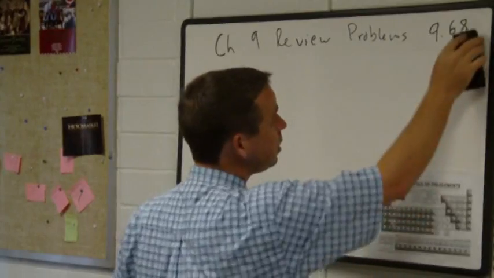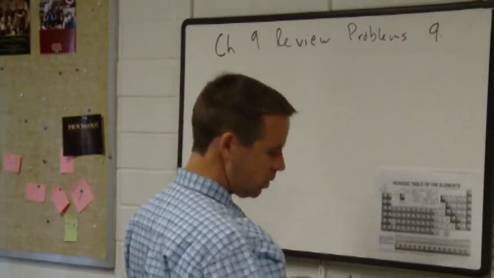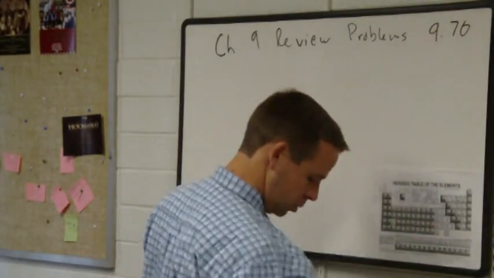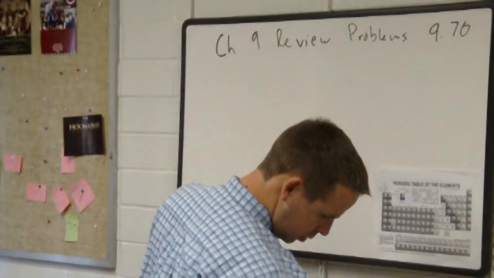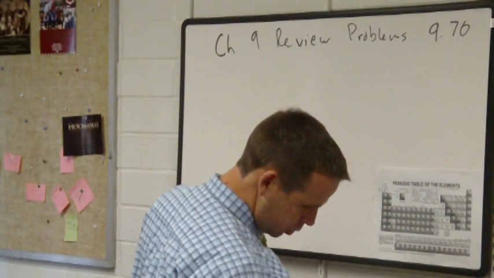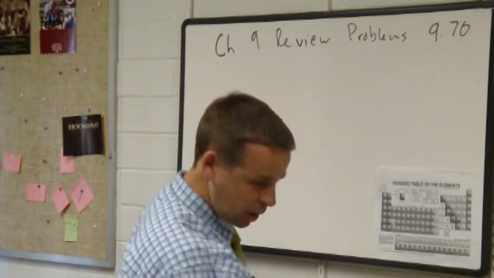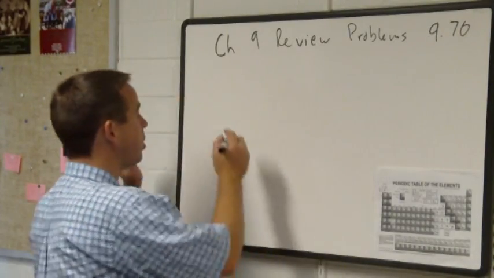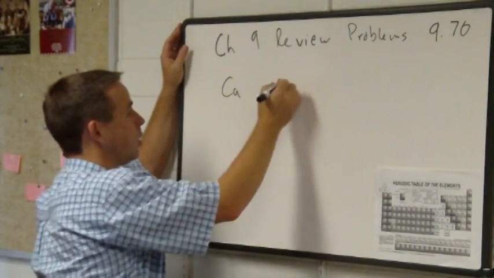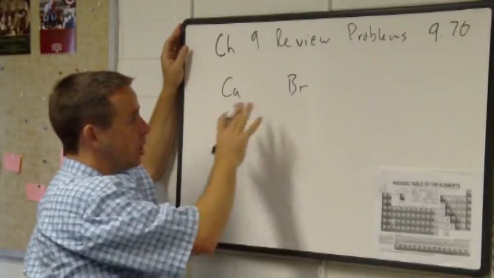All right, 968 to 970. The Lewis symbols: use Lewis symbols to diagram the reaction between calcium and bromine. So for example, we have calcium going to and bromine coming together.